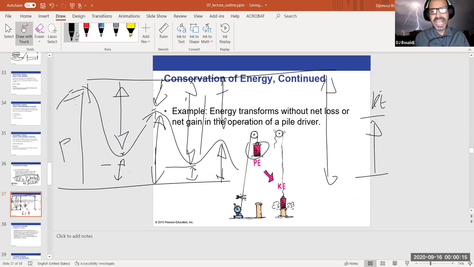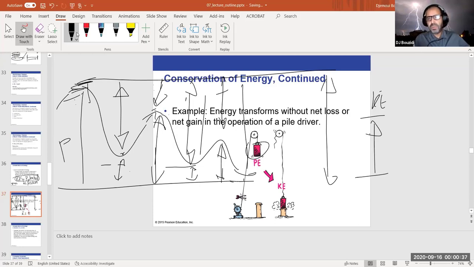So where does it have the highest potential? It's in here, okay? Where does it have the lowest potential? It's in here, okay? Where does it have the highest kinetic? It's where it has the lowest potential. Where does it have the lowest kinetic? It's here, actually, before we started. So that's basically some of the questions.